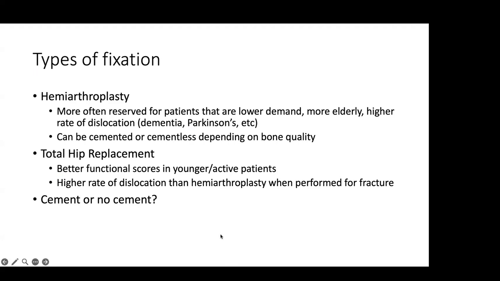And then cement or no cement. In our practice, cementing is for really poor bone. I've cemented a fair number of hemis, and I know people that have worked with me will do it. There's no right or wrong answer. Cementing has its risks; there's a rate of pulmonary complications.